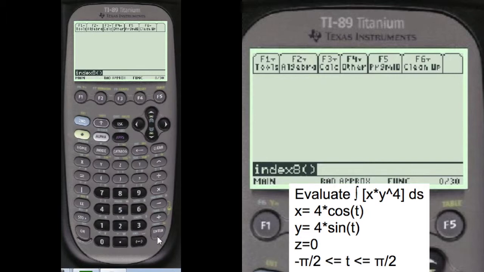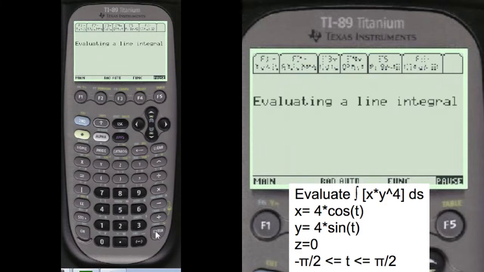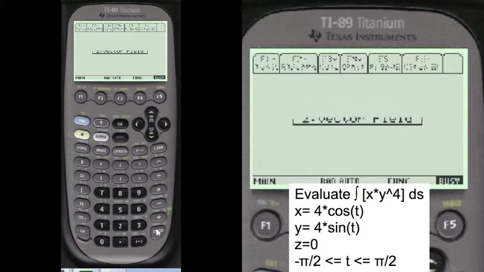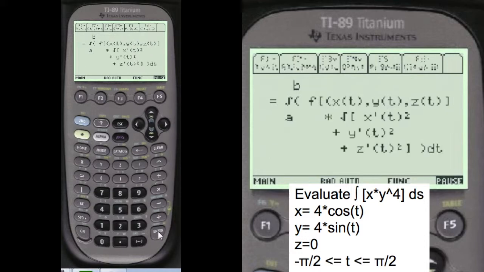Index 8 to get to my menu. I'm going to scroll down to line integral. I'm already there to save time. And we're not in a vector field. We're given the r(t) situation. And I show you the formulas. Here's the formula: r(t) times the magnitude of the derivative of r(t). And then this worked out.